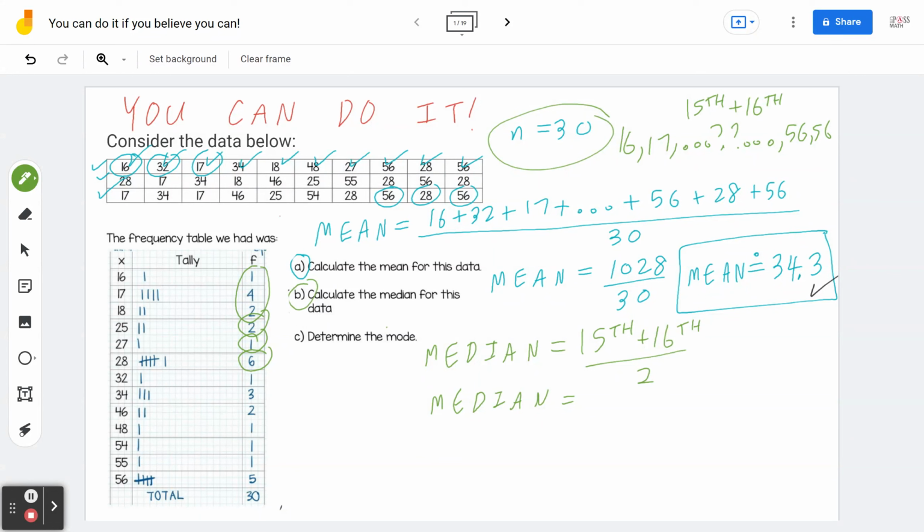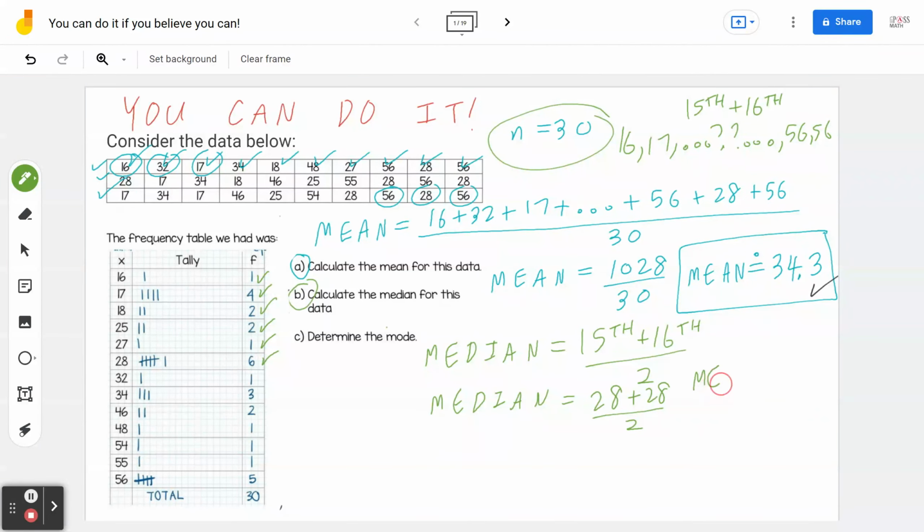So again, I want to find out the 15th term and the 16th term. So again, if I go back, I'll do this one more time so you can see where these numbers are located. So right now we have 1, 5, 7, 9, 10, 16. So 16 means the 15th number is going to be 28. And the 16th number is also going to be 28. You're going to divide this by 2.